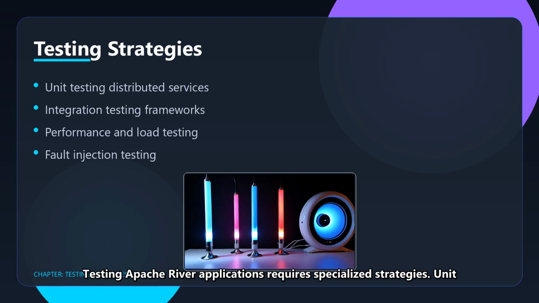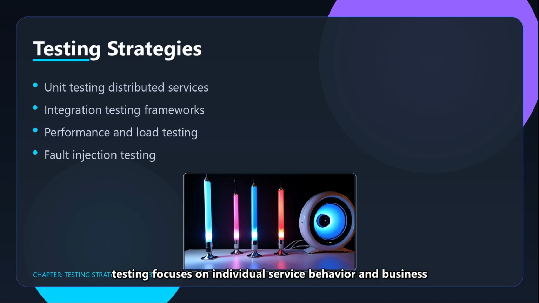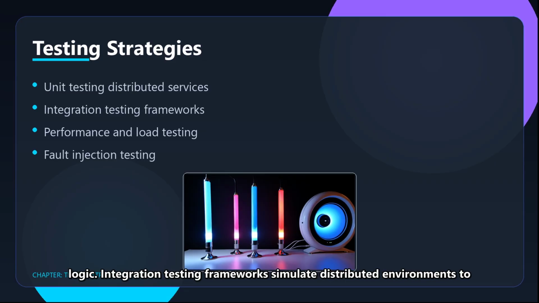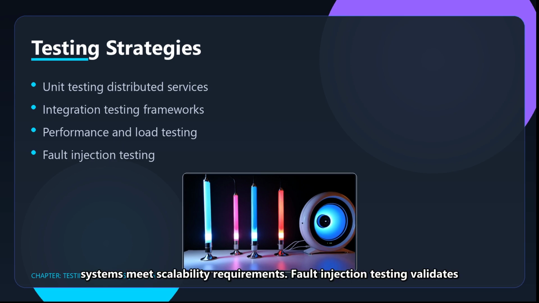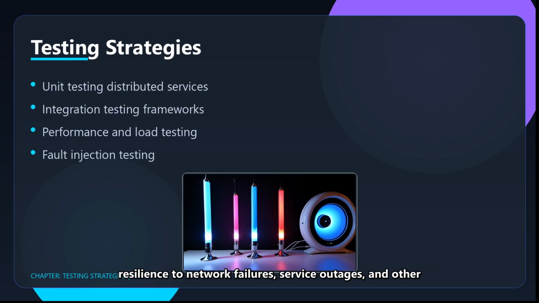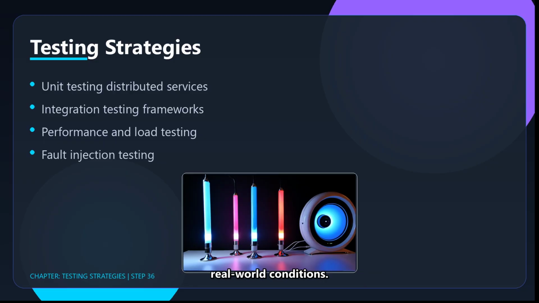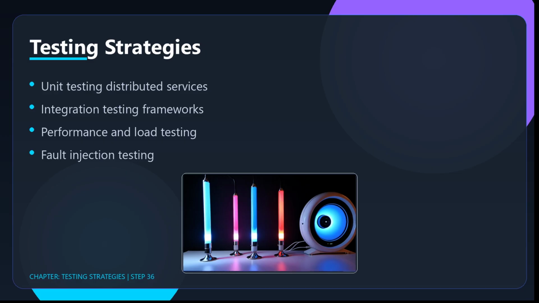Testing Apache River applications requires specialized strategies. Unit testing focuses on individual service behavior and business logic. Integration testing frameworks simulate distributed environments to validate service interactions. Performance and load testing ensure systems meet scalability requirements. Fault injection testing validates resilience to network failures, service outages, and other real-world conditions.